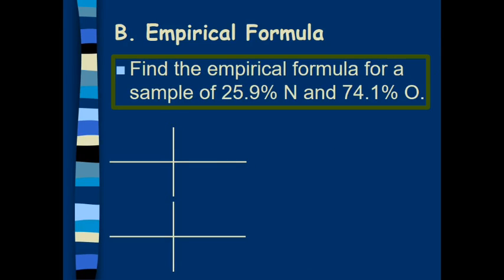Looking at this example, it's telling us to find the empirical formula for a sample of 25.9% nitrogen and 74.1% oxygen. If I go back to the first step of empirical formula, it says find the mass of each element, but in parentheses it says or percent. I told you that these percentages would add up to 100%, and they do. So we're going to start off with 25.9 grams of nitrogen and 74.1 grams of oxygen. And I'm going to open up a new screen for us to go work out these values.